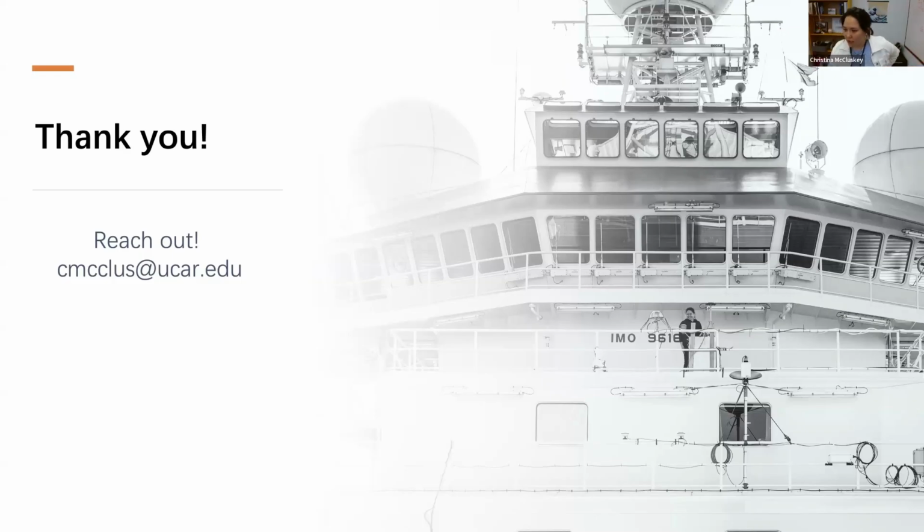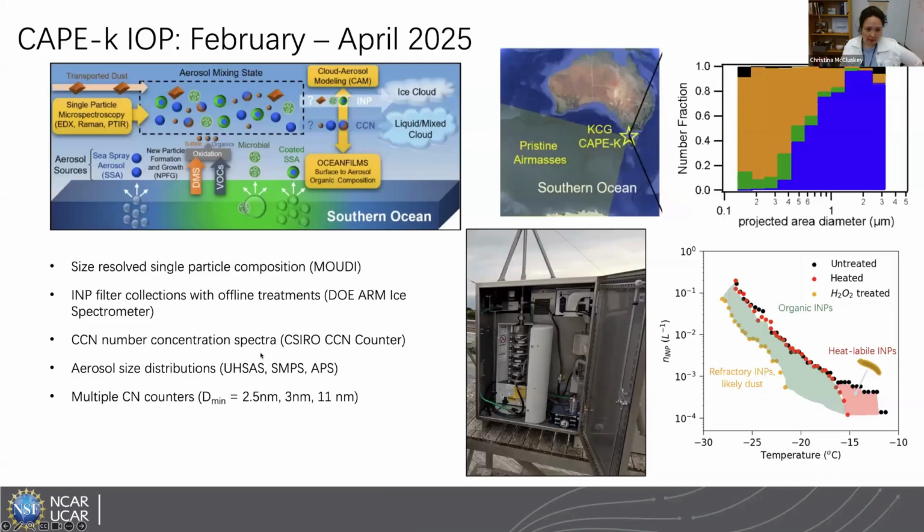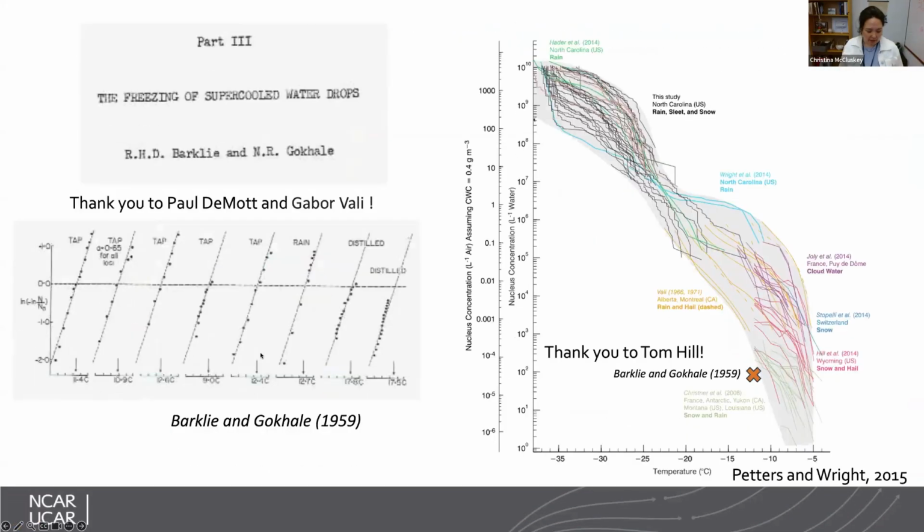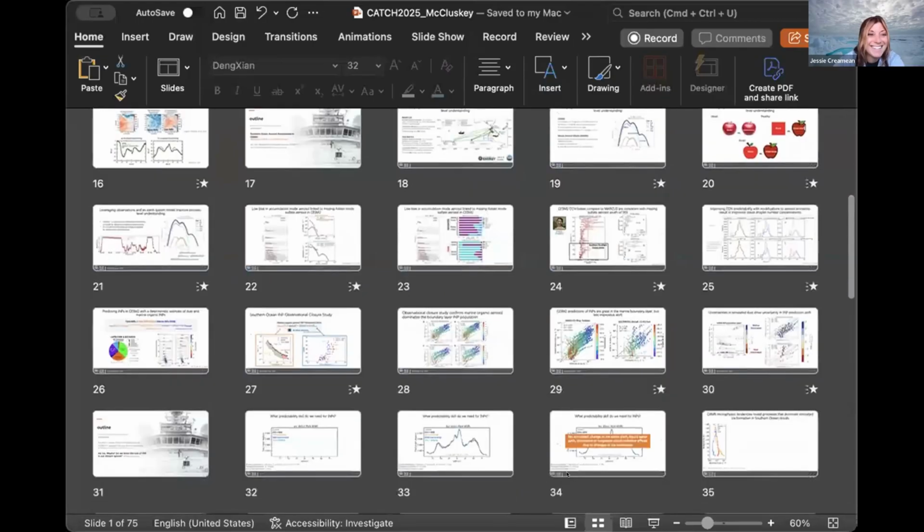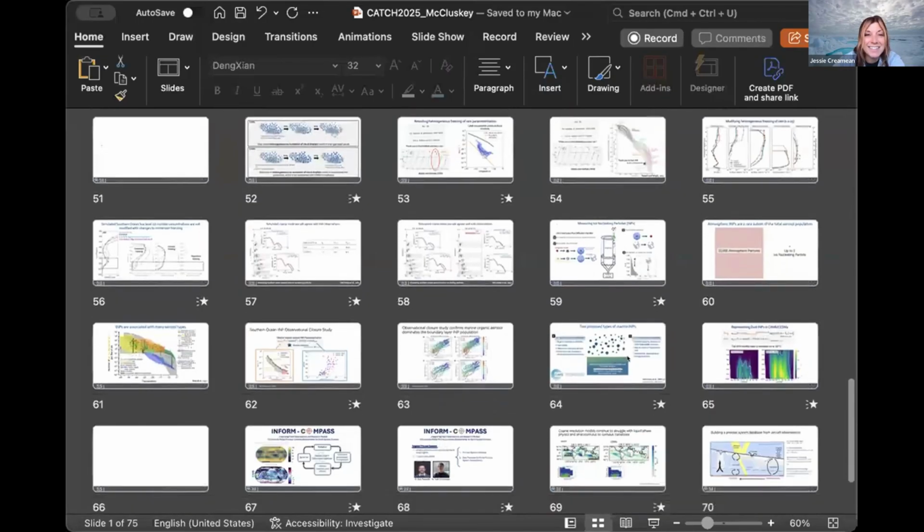We haven't done that yet, but we do have a project for Cape K. I have some slides, but maybe it doesn't matter. We do want to try adding complexity because, as you mentioned, our marine INP parameterization is very simplified.